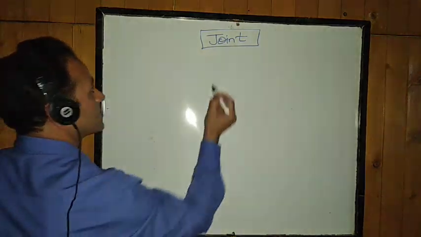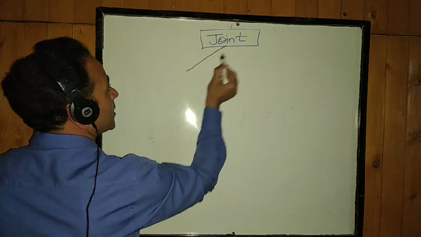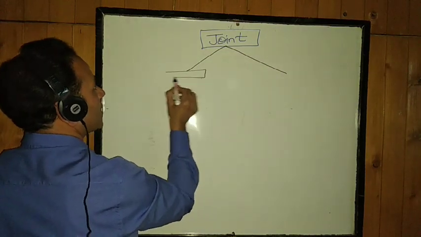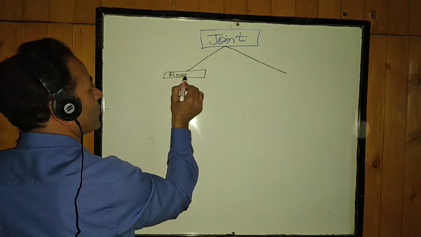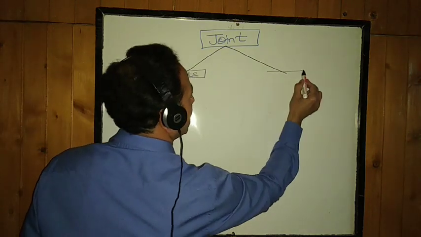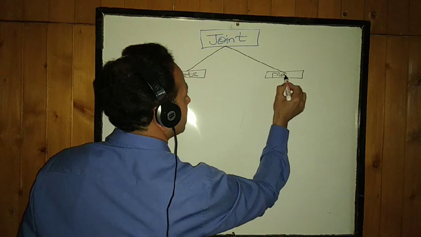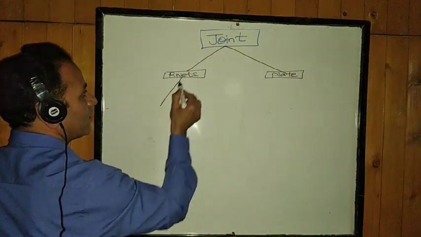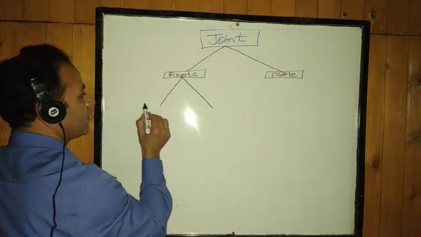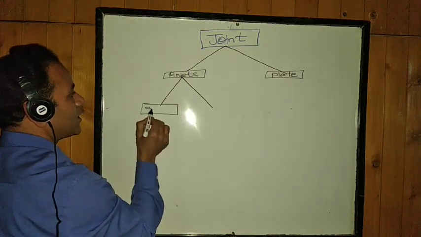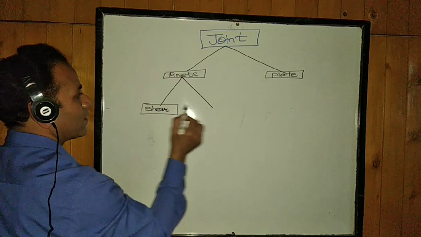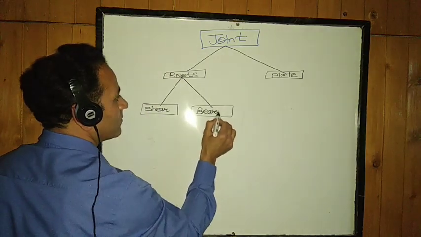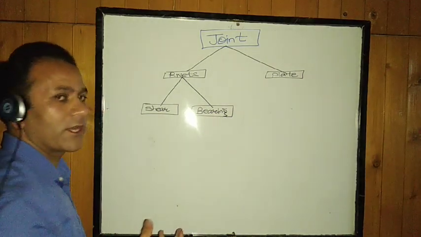So we have two paths. Either the rivets will fail or the plate will fail. This joint can fail either due to the failure of rivets or it can fail due to the failure of plate. Rivets can further fail either due to shearing, or they can fail due to bearing stress. There are two paths for rivet failure.